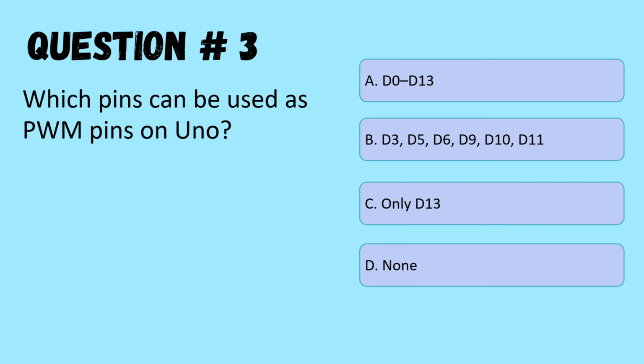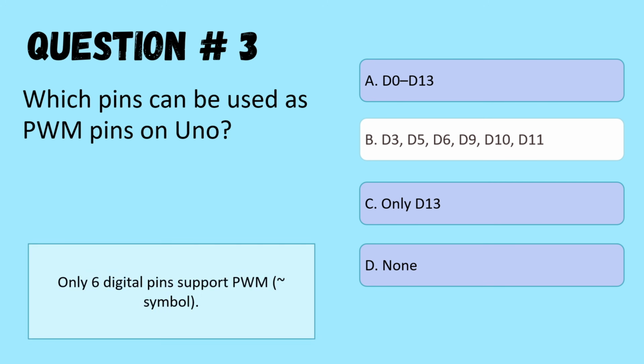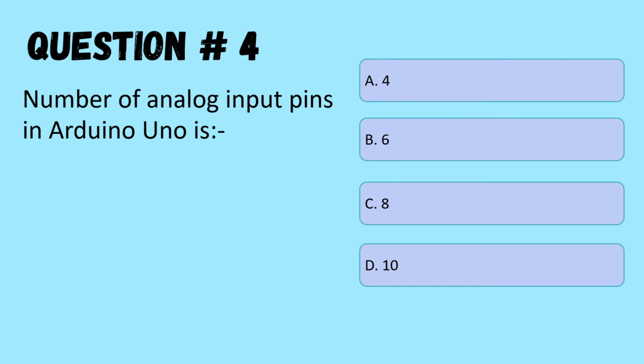So we are moving to the next question. Next question is: which pins can be used as PWM pins, pulse width modulation pins on Uno? So the options are D0 to D13, or D3, D5, D6, D9, D10, D11, or only D13, or none of these. So the correct option is option B, D3, D5, D6, D9, D10 and D11 can be used as PWM pins. So we are moving to the next question. Next question is: number of analog inputs in Arduino Uno is? Options are 4, 6, 8, 10. So the correct option is option B, 6.